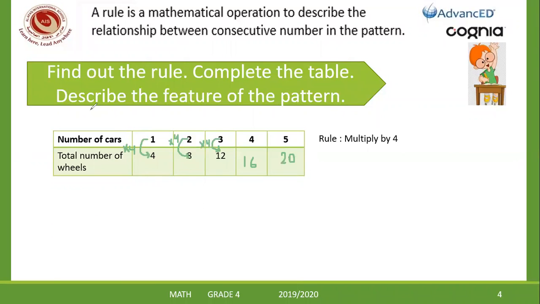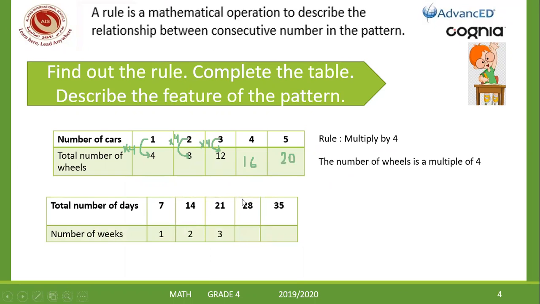Then he asked me what? Describe the feature of the pattern. You can describe it if you look at the number of the wheels. We have 4, 8, 12, 16, 20. You can describe them as what? The number of the wheels is a multiple of 4. As you see, 4, 8, 12, 16, 20, all of them are representing products of 4 or multiples of 4.